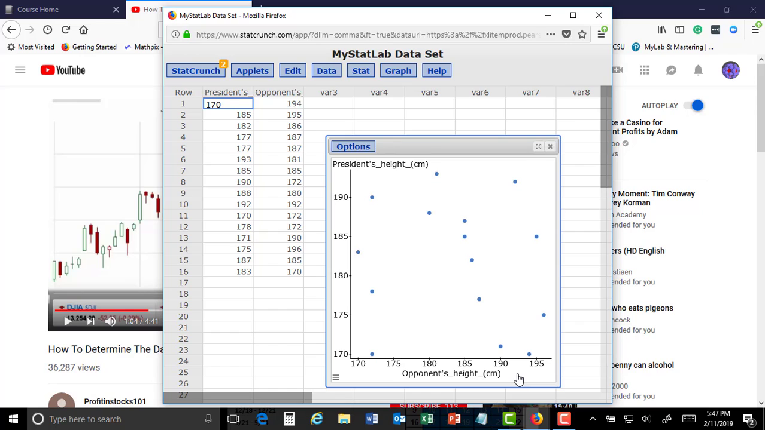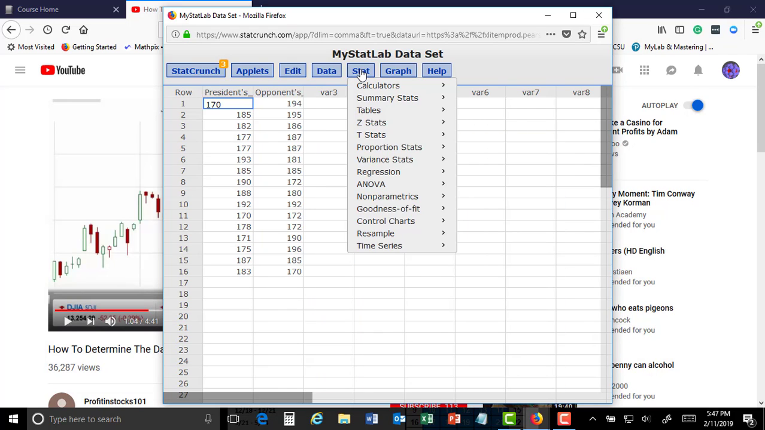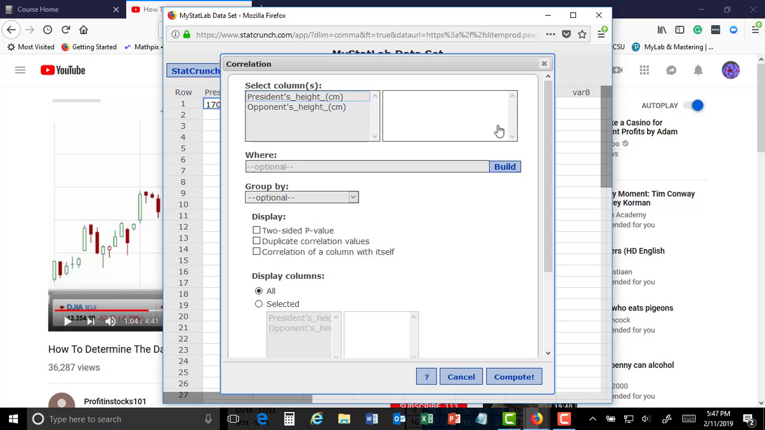Now, for the coefficient itself, we go to Stats, right? And then we go to Summary Statistics, and then you see correlation. Okay, now, so that's height, or opponent's height. There. Okay. Now, there's this thing we're going to be calling, I don't know if you've read about it yet, called a p-value. Anybody? Okay.